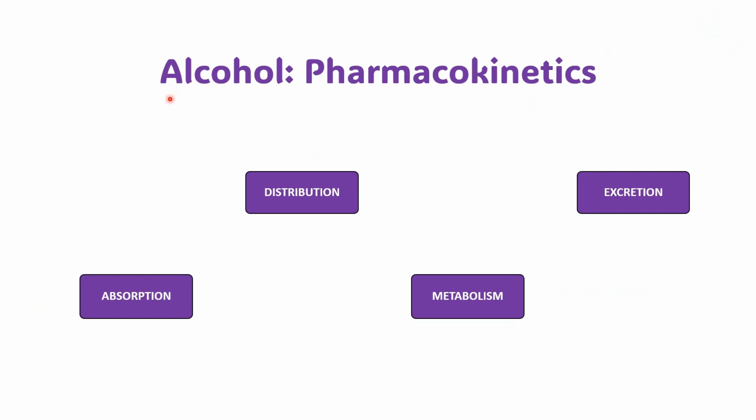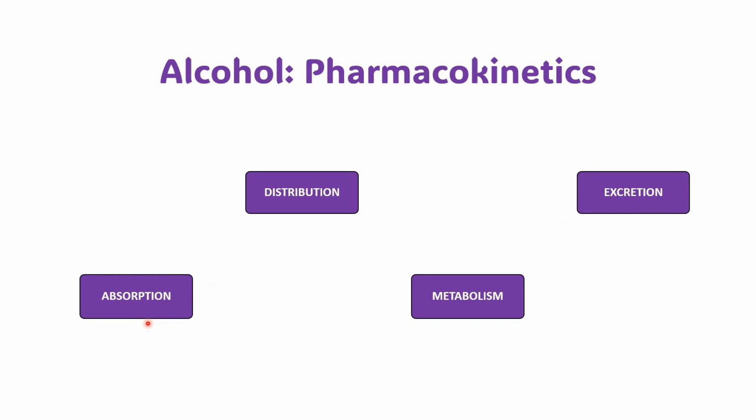So first of all, I'd like to talk about alcohol pharmacokinetics, so how the body responds to alcohol. And as you may already know, within pharmacokinetics, we look at four different aspects. So we look at the absorption, distribution, metabolism, and excretion when we're talking about drugs.